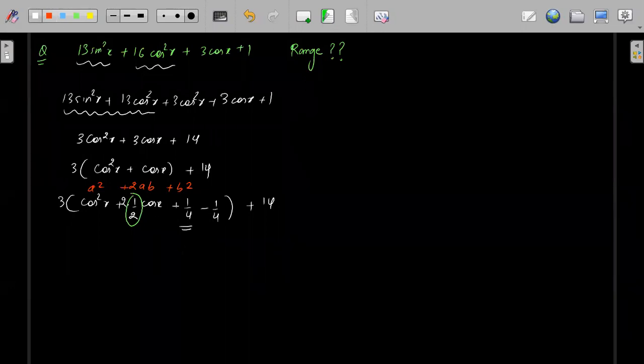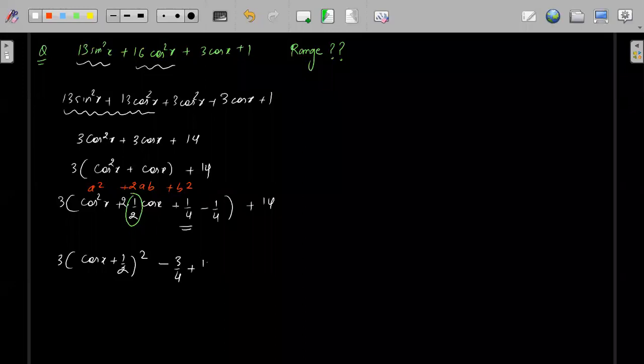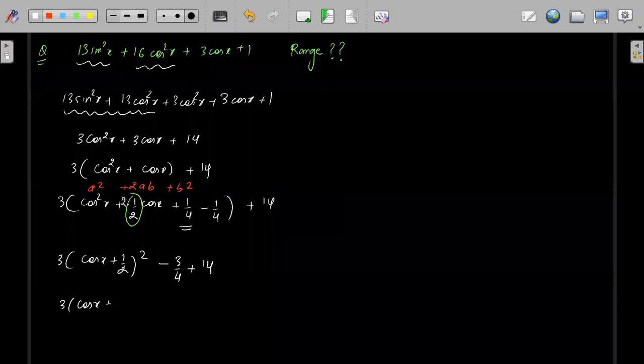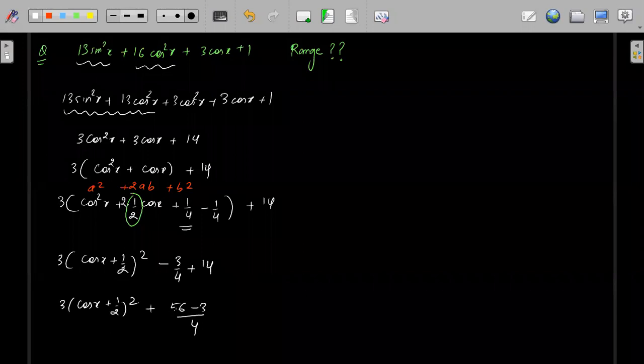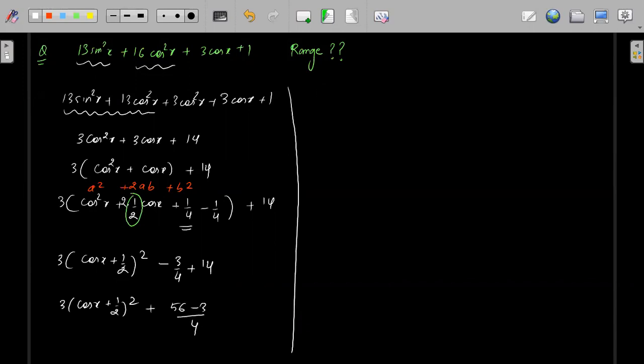Okay, is this step clear for everyone? So this is 3 into this part. If I write cos x plus 1 by 2 whole square, 3 will get multiplied with minus 1 by 4 also, so minus 3 into 1 by 4, plus 14. So this will become 3 into cos x plus 1 by 2 whole square, plus 4 fours are 16, 56 minus 3 by 4. So this is 53 by 4. So this whole thing will become 53 by 4.